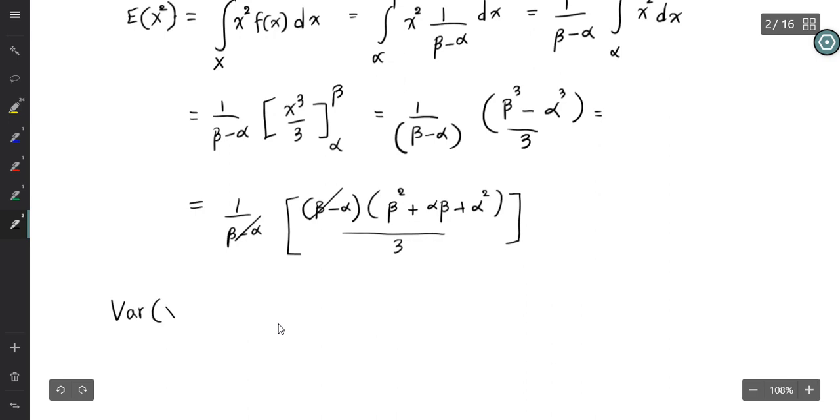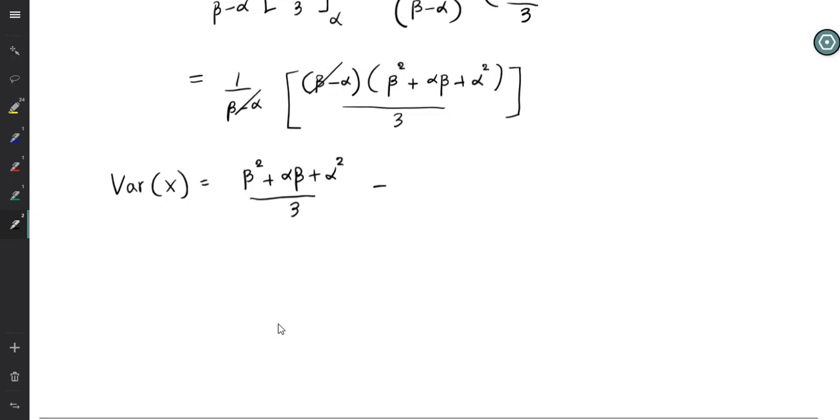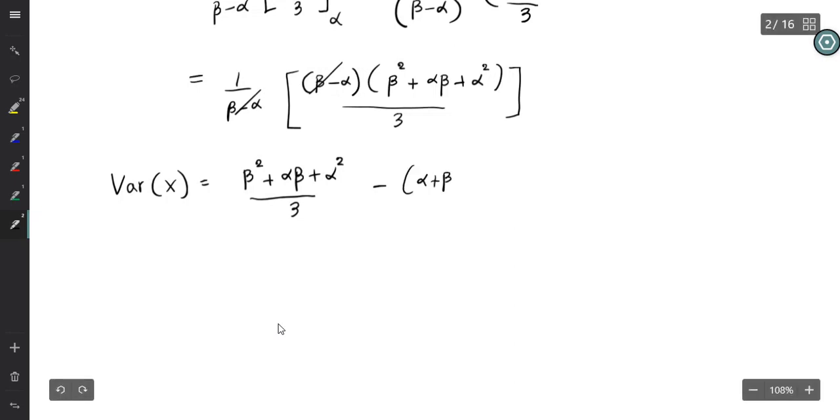Now let's use this in our variance computation formula. So our E of x square is beta square plus alpha beta plus alpha square over 3. Then we have to subtract the square term of the mean, which is alpha plus beta over 2, all squared, which is over 4. Now let's expand this. We have beta square plus alpha beta plus alpha square over 3. That's our first term.